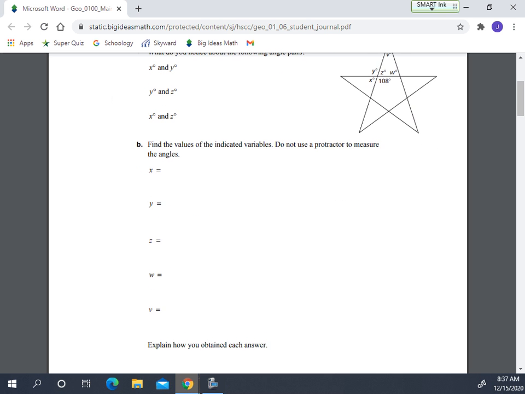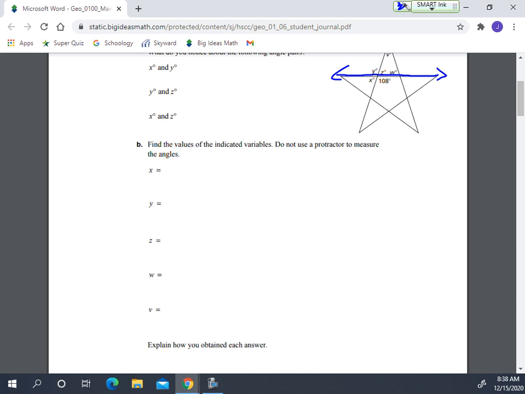Find the values of the indicated variables. Do not use a protractor to measure the angles. We just have to find it based on our information. Well, angle x, how would we find that? First thing I look for is a number, because we can work with numbers, especially if we want to find the value of the variable. We have x and 108 degrees. Those two angles are next to each other. They're both on that line.